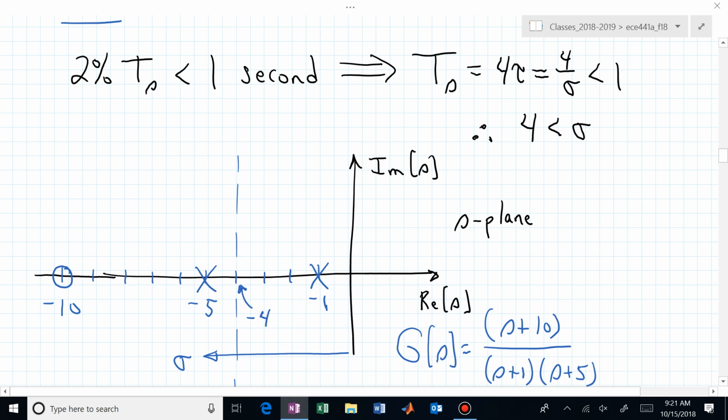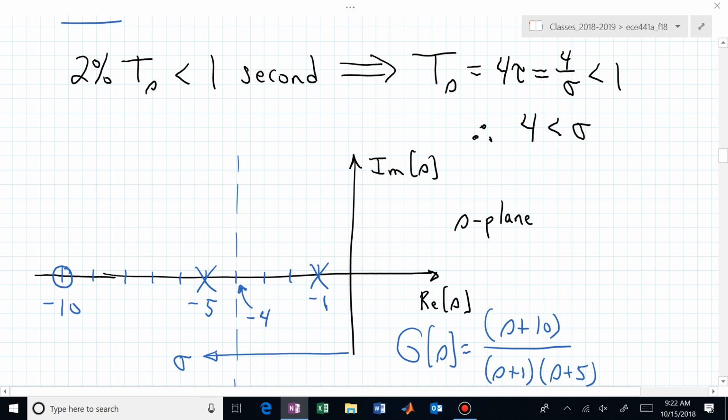that into a value of sigma. Now we want our poles to lie to the left of -4. Sigma is equal to 4 at the boundary of that 2% settling time, roughly. We know that it's 1.83, whatever, but we're rounding it to 2%, so this is approximate, but that gives us a good feel for where we want our poles to live.